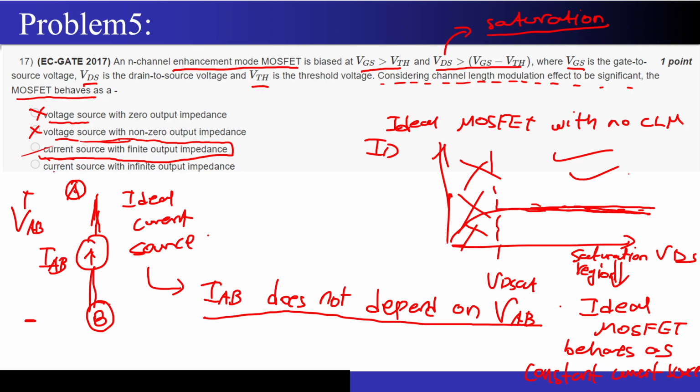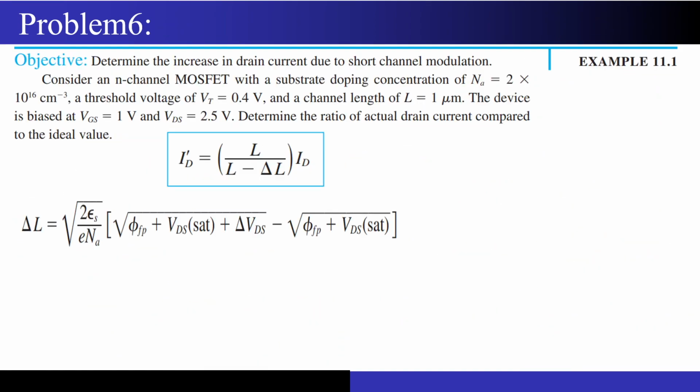Again, a very good question that appeared in GATE 2017. And now this is done. Now we will finish off this numerical and then take a short break. So now let's move on to problem number 6 and see what this problem is asking us. Determine the increase in the drain current due to the short channel modulation.